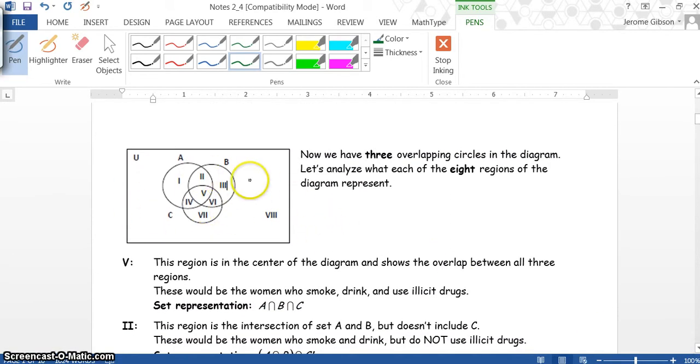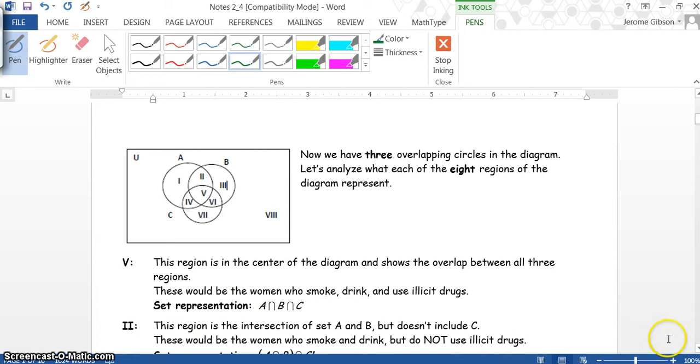Now, we have our Venn diagram here. Now we have three overlapping circles in the diagram. Let's analyze what each of the 8 regions of the diagram represent. Okay, now let's start with region 5. Region 5 is in the center of the diagram and shows the overlap between all three sets. These would be the women who smoked, drank, and used illicit drugs. The set representation would be A intersect B intersect C.